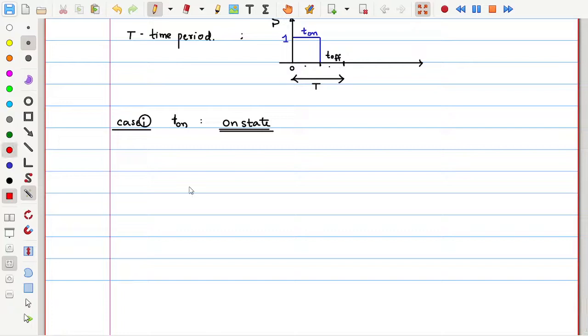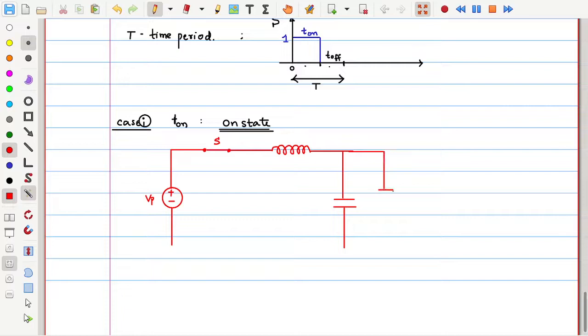Let me take the active circuit inside this. We will have a voltage source, which is Vi, and it is now connected with the switch, but the switch is closed because it is on state, right? The switch is closed like this. Then it is connected to the inductor, and then further connected with the load and capacitor combination.